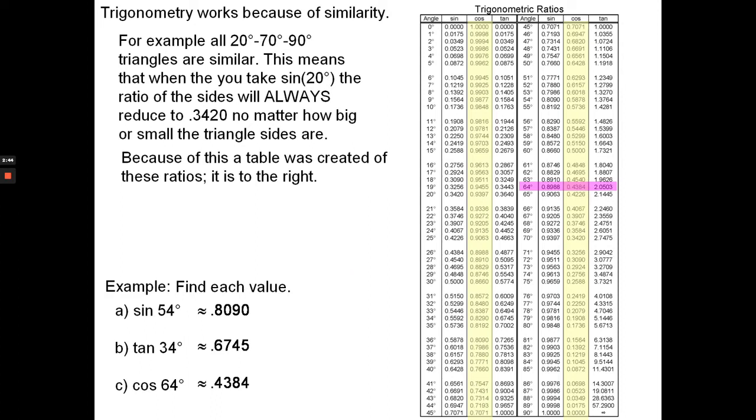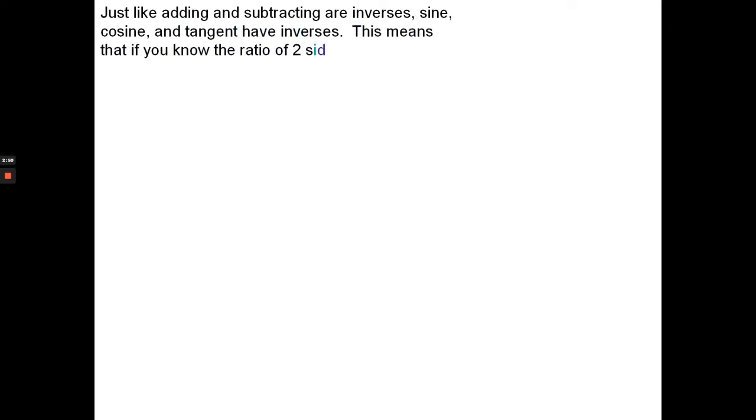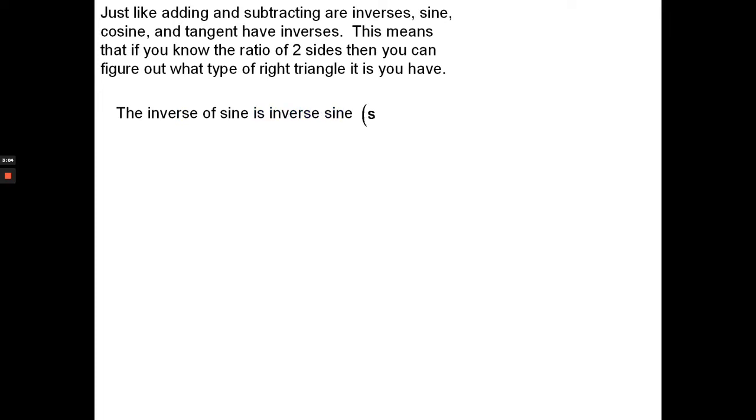So with this, we also have ways of undoing. If I give you a ratio of sides, you can find the angle. Just like adding and subtracting, there's inverses for sine, cosine, and tangent. So again, if you know the ratio of two sides, then you can figure out what type of right triangle you have. The inverse of sine, the way we say it is inverse sine, but we write this, sine to the negative first.